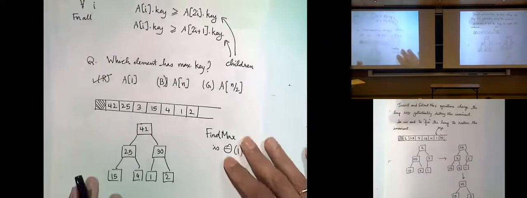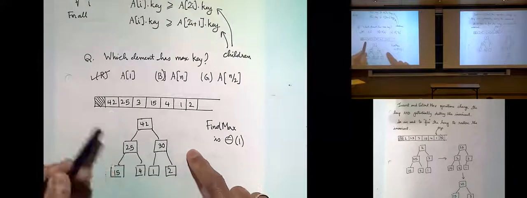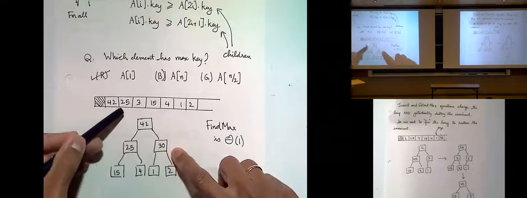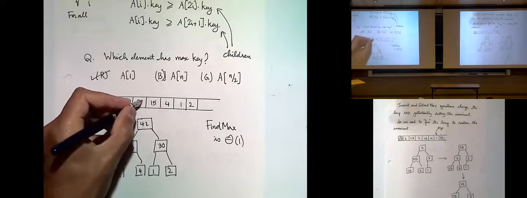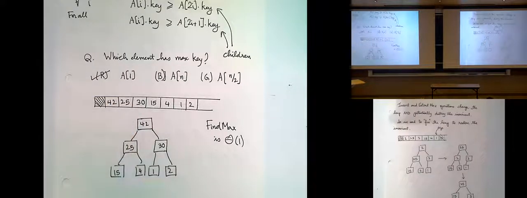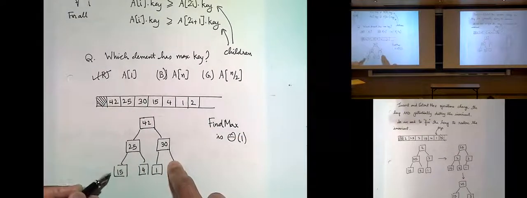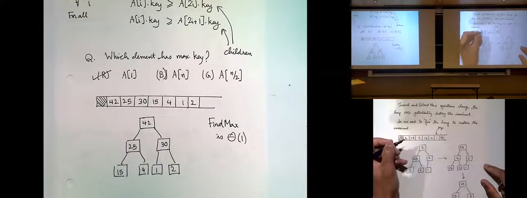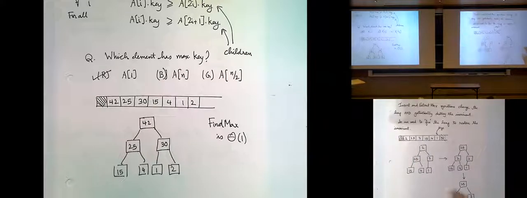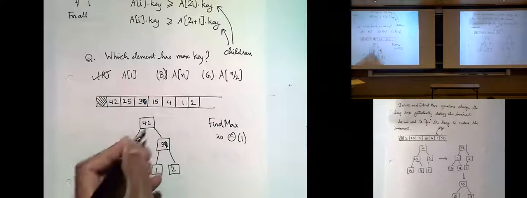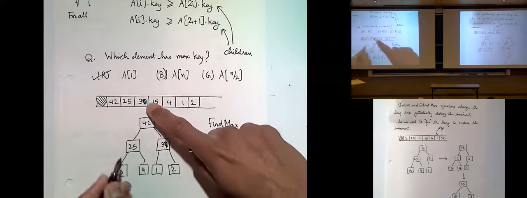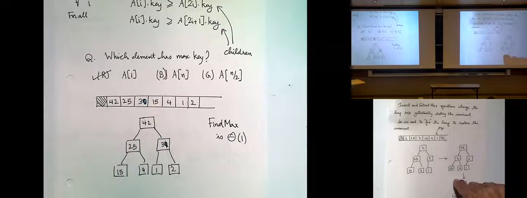So let's say we start with this heap over here. Right? So this is a valid heap. 42 has children 25 and 30, so I'll just make it a 30. Okay, so that's 30, 15, and 4, 1, and 2, right? So this heap is represented here. I put in that 0 because I wanted to show something, but let's make it a 3. So that will be consistent with my next picture.